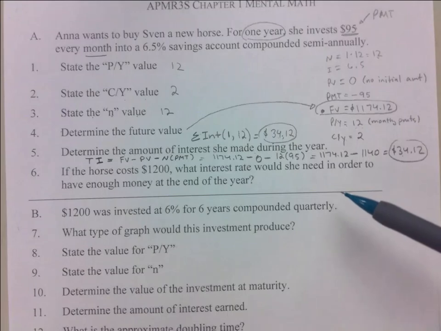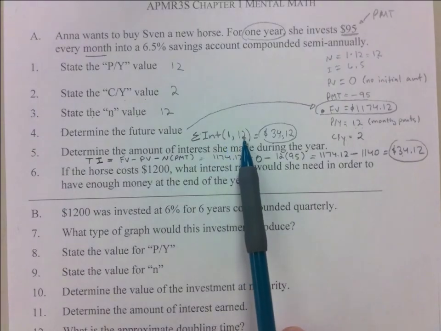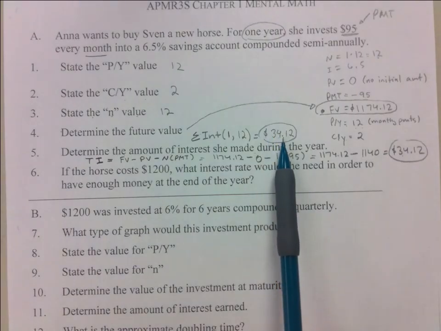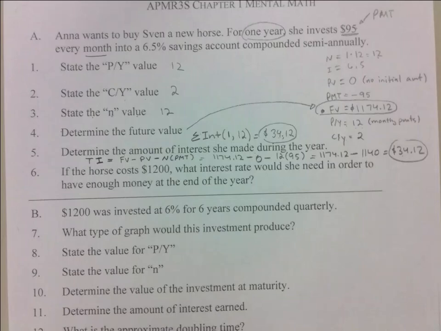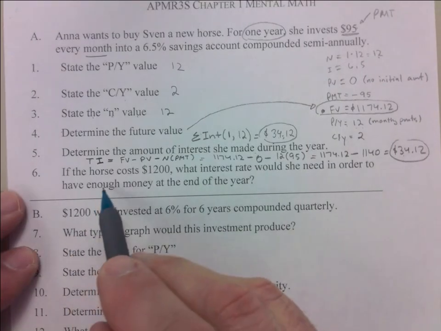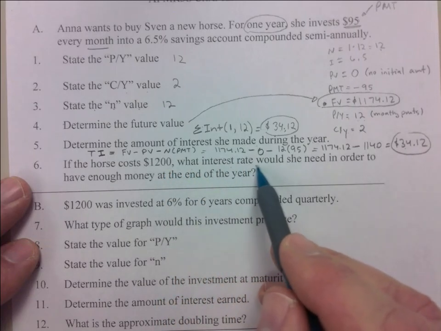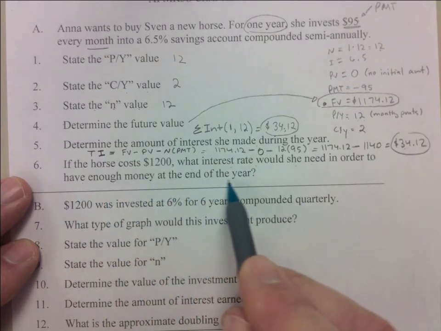If you don't want all of it, like it could have said, how about the first 6 months? Then you would have gone from 1 to 6 to figure out how much interest the first 6 months. Okay, that's why sum of interest is a better tool. And so that's how you do that. What about 6? If the horse costs $1,200, what interest rate would she need in order to have enough money at the end of the year?